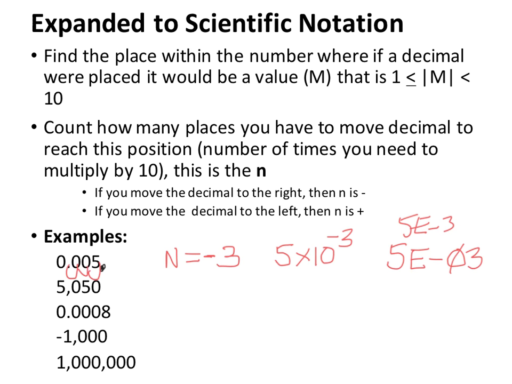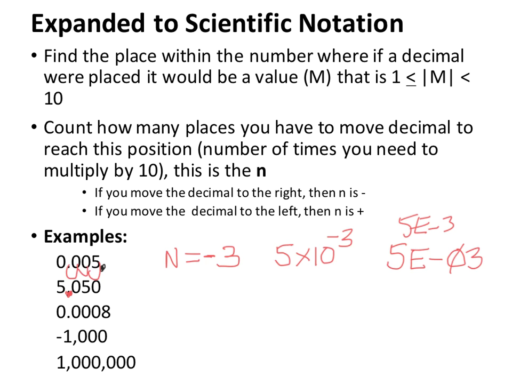So let's look at one more real quick, right? The next one is, let's look at 5,050. So 5,050, where am I going to put the decimal to make that work? The decimal right now is here. It doesn't show it, but that's where it is. So if I move it here, it's 505. If I move it here, it's 50.5. And if I move it here, it's 5.05. Is 5.05 greater than or equal to 1 and less than 10? It absolutely is. So I'm going to put my decimal there.